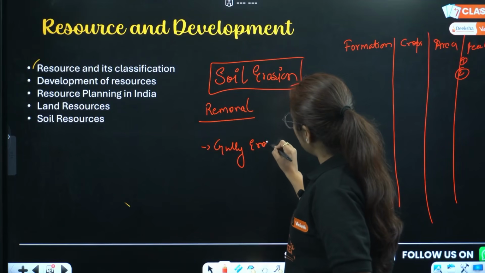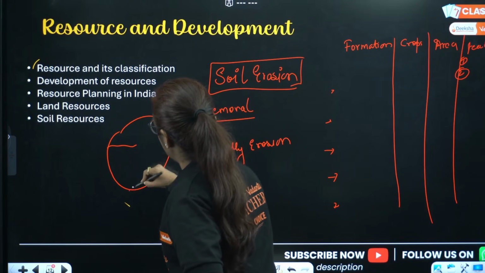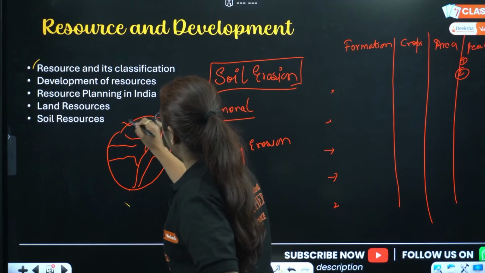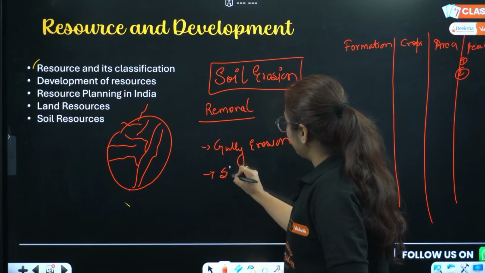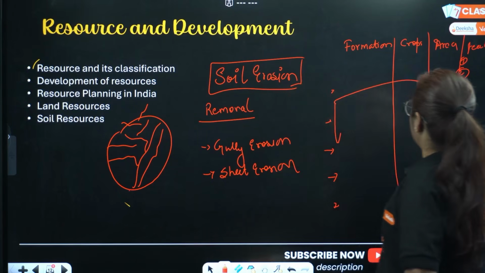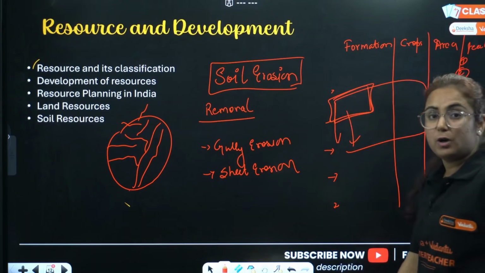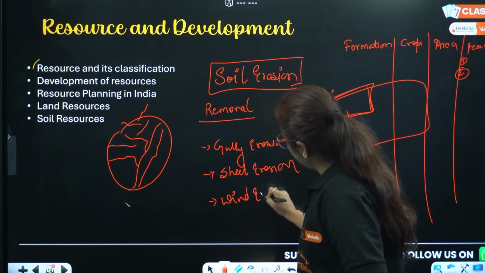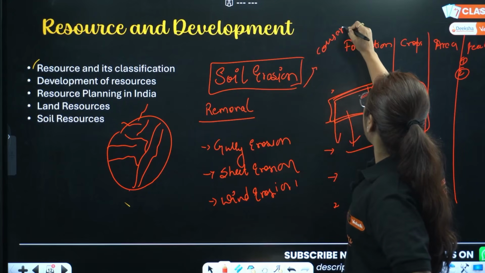One is gully erosion. Like this is an area in which a river is flowing, it enters the other areas, and like this it develops badlands, gullies. Then we have sheet erosion, where a layer of soil is eroded because of wind, water, and then there is wind erosion particularly. How to conserve this soil erosion?